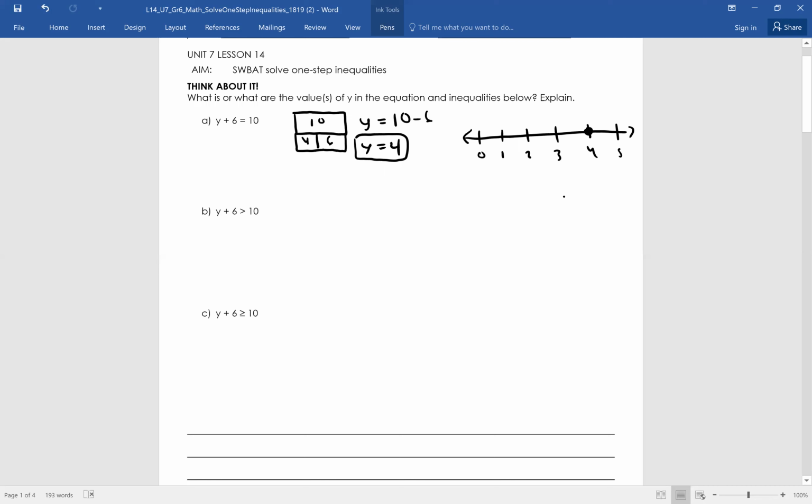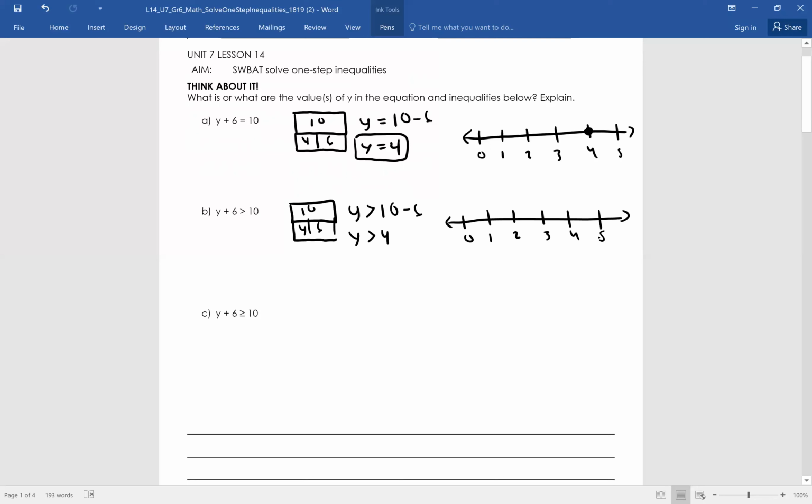B says y plus 6 is greater than 10. Looks like the same type of model, actually. 10. So instead of an equal sign, we're just going to use an inequality sign. Y is greater than whatever 10 minus 6 is. So y is greater than 4. How does that look? Let's use the same type of graph. 1, 2, 3, 4, and 5.